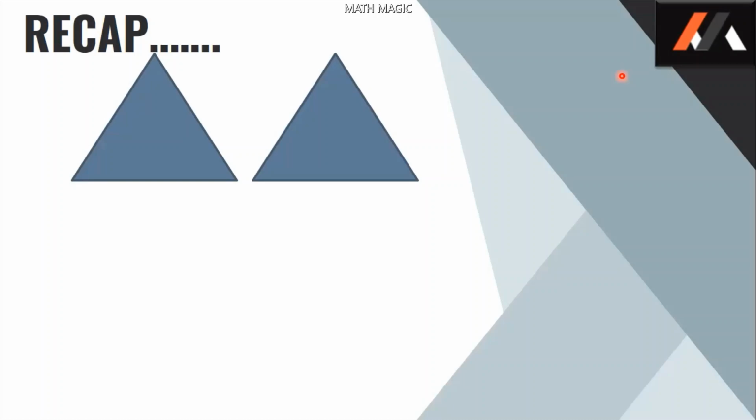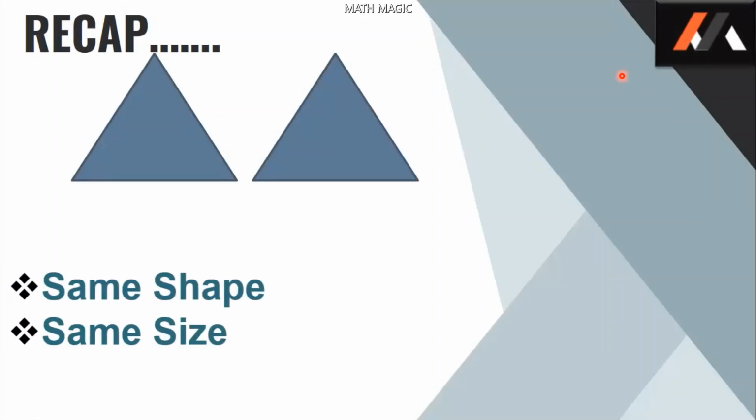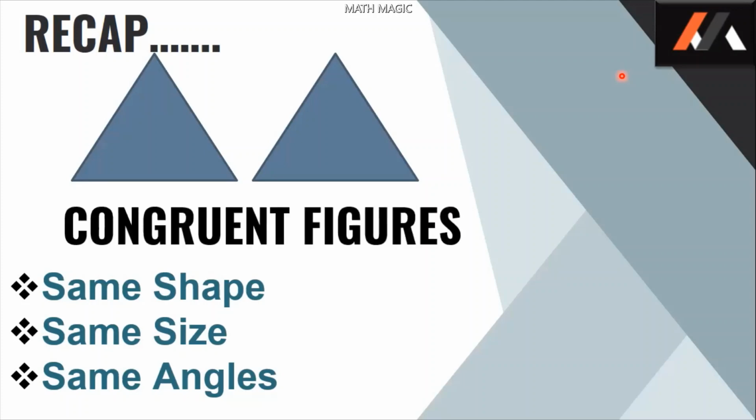Recall that two figures are said to be congruent if they have the same shape and the same size. Now I have displayed two equilateral triangles in front of you. Equilateral triangles, as you know, have the same shape and the same angles. All angles are 60 degrees. Now, if I prove that these both triangles are congruent figures, I can say that they have the same size. And also, the corresponding sides of the two congruent figures will be equal.